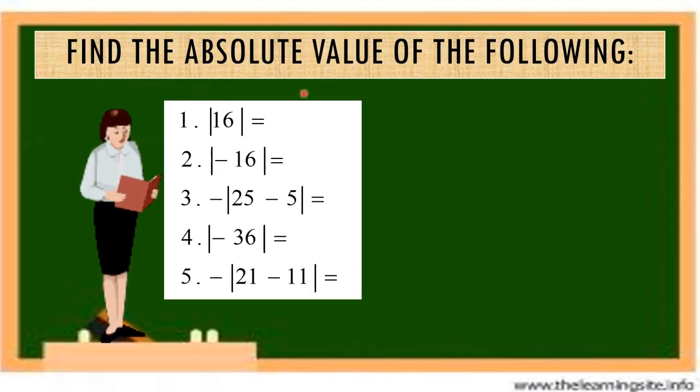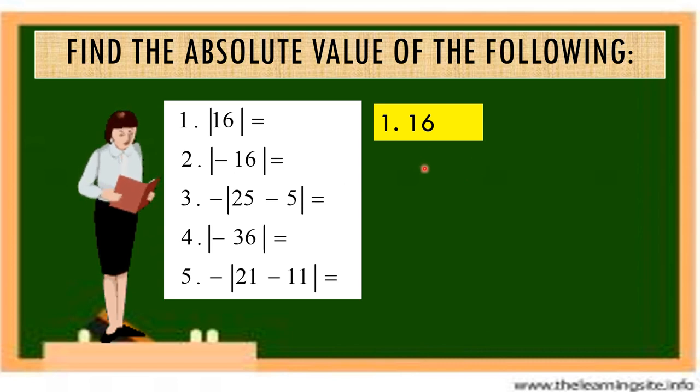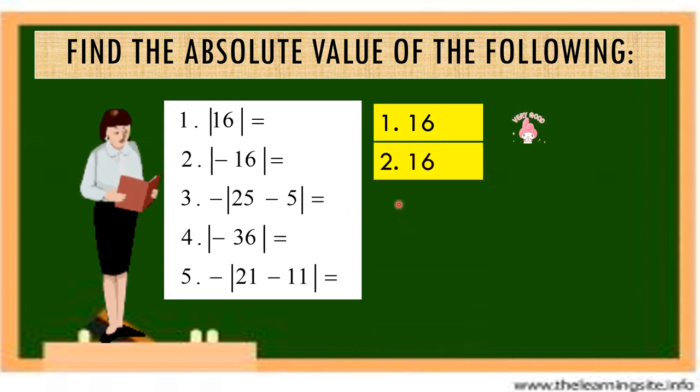We need to find the absolute value of the following. Number 1, the absolute value of 16. What is the answer? The answer is 16. Did you get it correct? Very good. Number 2, the absolute value of negative 16. What is the answer? The answer is still the same. Very good, class. You got it correct.